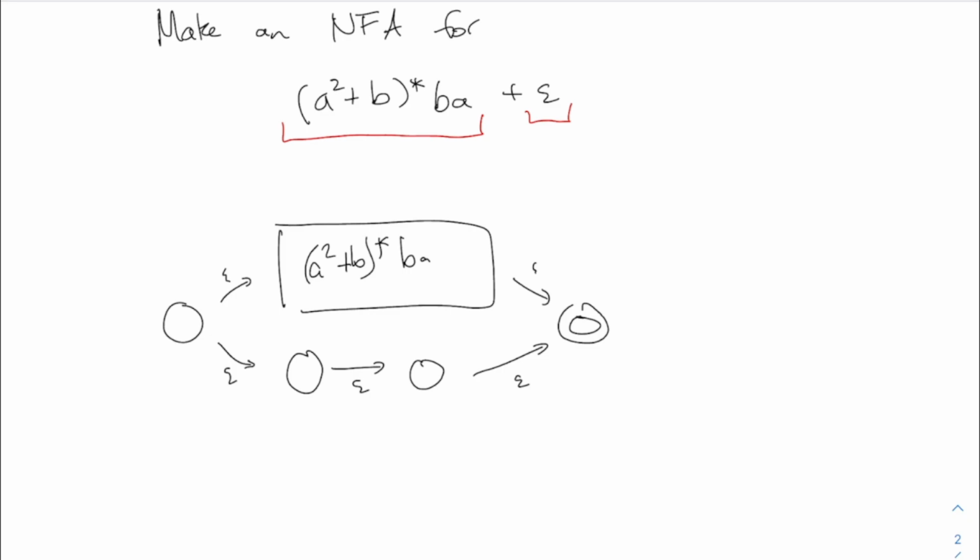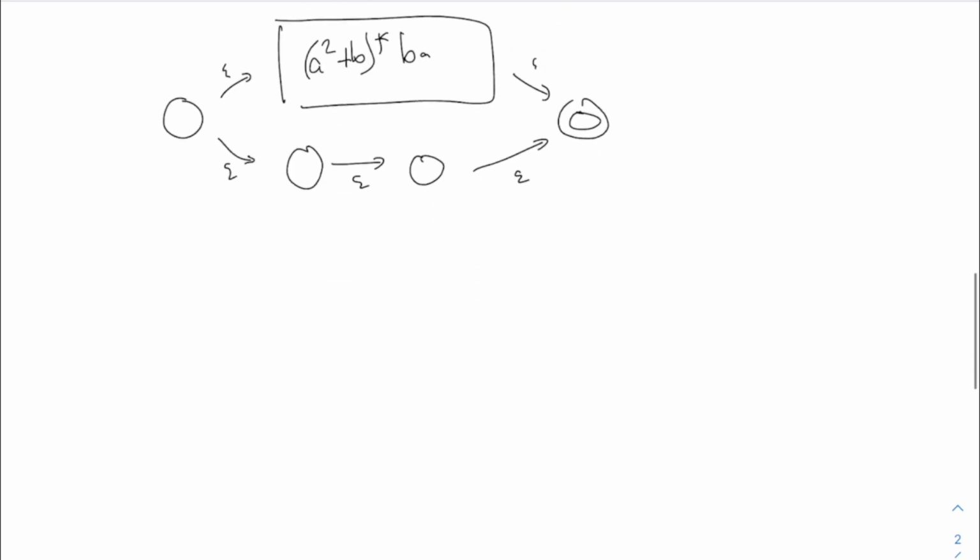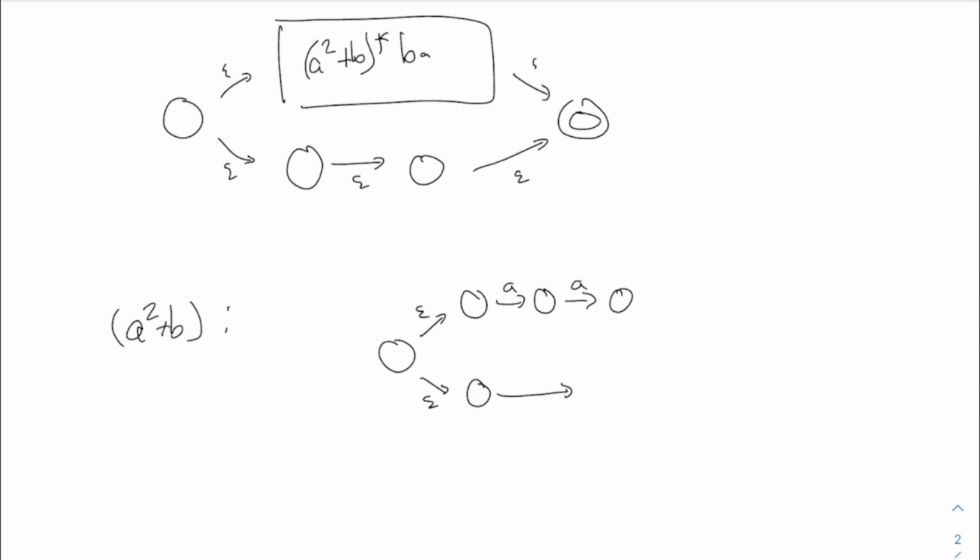So this is the large scale structure of what we're doing here. This is how you get a squared plus b star ba plus epsilon. To do the plus, you make two branching paths where the one on top is the a squared plus b star ba, and the one on the bottom is epsilon. And how do I make that piece on the top? Maybe I'll talk about a squared plus b first. That would be another two branches. Up top, I do a squared, which you have to write this way, aa, and on the bottom, I do b, which is like this.